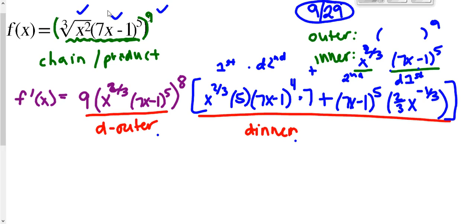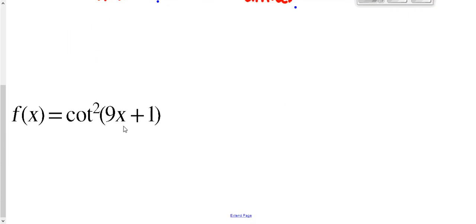Okay, so the next problem, we have f of x equals the cotangent squared of 9x plus 1. Now before we get further, I want to rewrite this. This squared right here is the same thing as writing cotangent of 9x plus 1, all squared, the whole thing. So again, we recognize chain rule because we have an inner function happening.